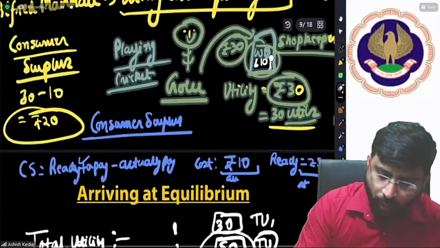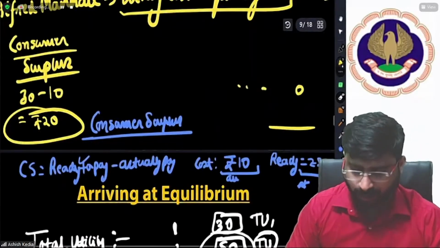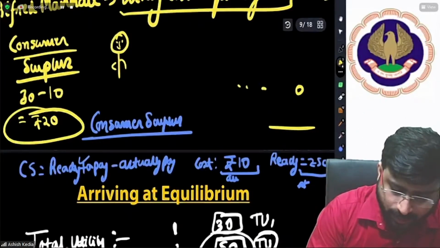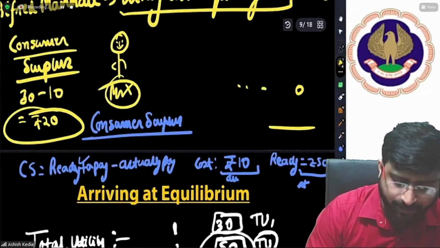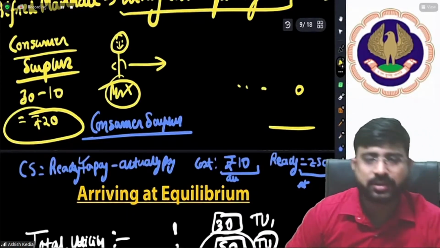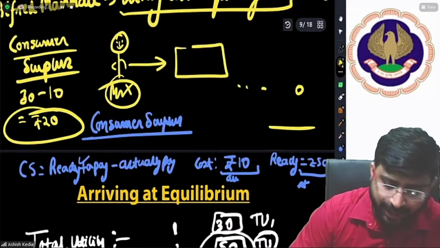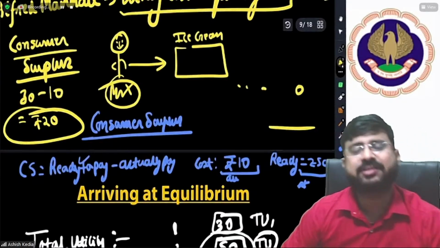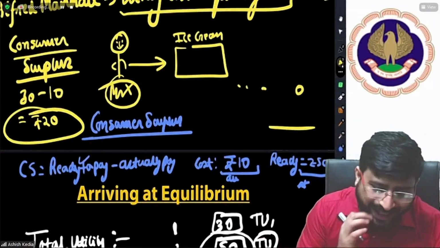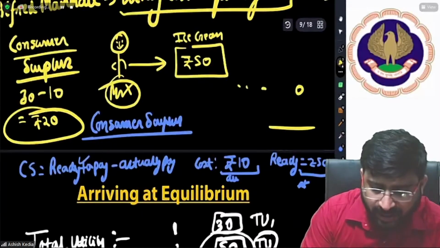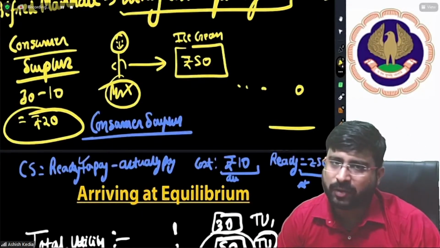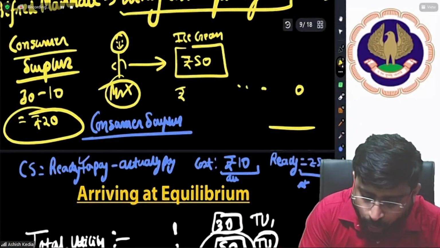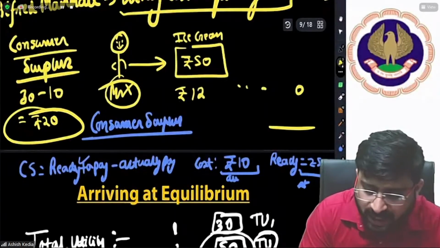Let me ask you another question. Let's see how many of you answer this one. Suppose there is a person, his name is Mr. X. Mr. X goes and buys an ice cream. The price of this ice cream is ₹50. Now Mr. X likes ice cream so much that he was ready to pay ₹120 for this ice cream.